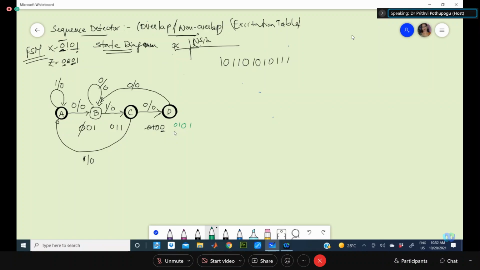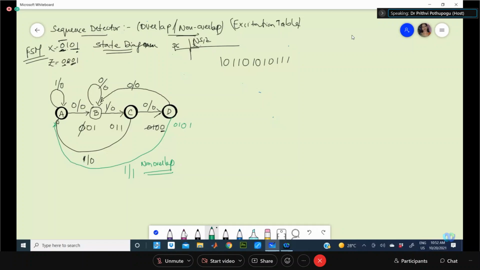Now, for non-overlapping, what should be the next step after it generates an output 1? It should reset back to the initial state, that is A. So this will reset back to initial state A, generating an output 1. If it is non-overlap, the last step differs.